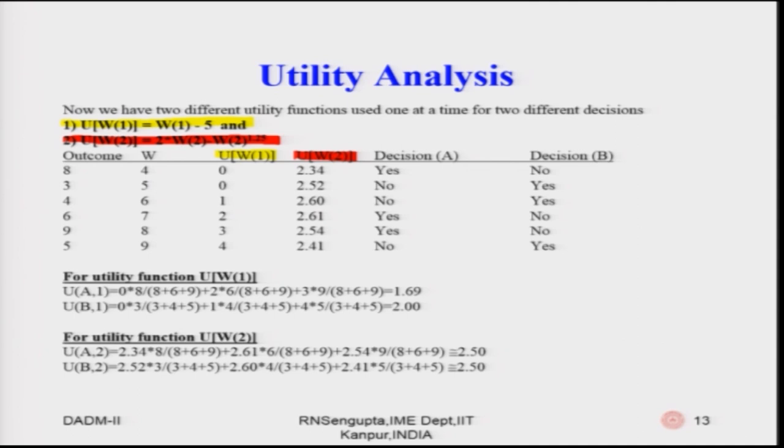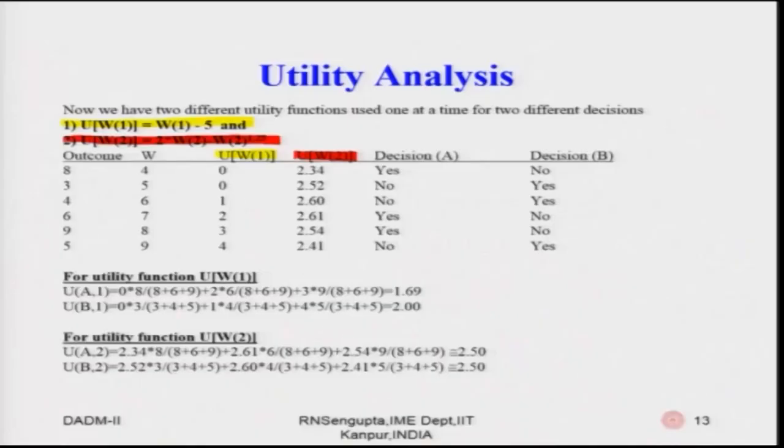So, now there would technically be 4 combinations. Why 4? For utility 1, I will consider both decision A and B at one time. Then again for utility function 2, I will consider decision A and B another time. So, there would be 2 into 2, 4 decisions. So, let me come to this.